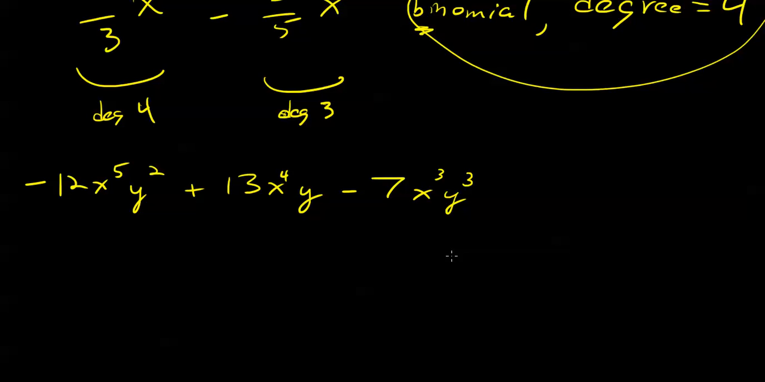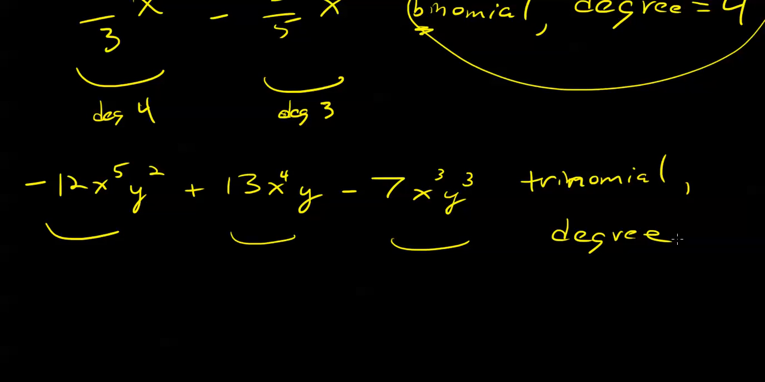Okay? So if I give you this polynomial, it's a sum of 3 monomials, is it not? So we'll call this a trinomial. And let's characterize it by degree. Well, this monomial has degree 6. This monomial has degree 5, right? We add up the exponents when there's more than one variable.